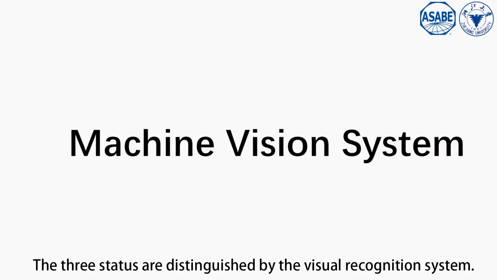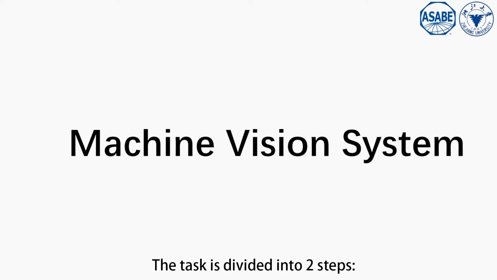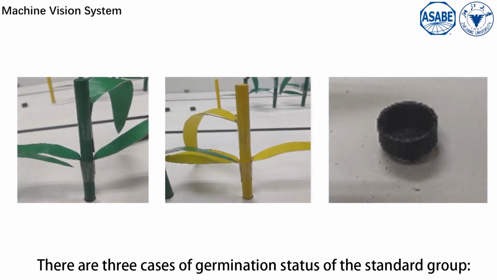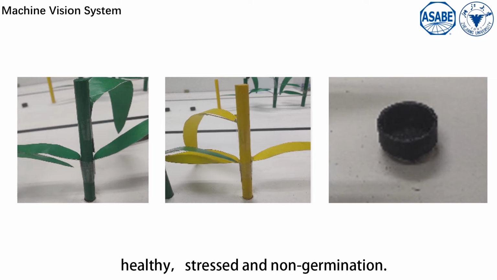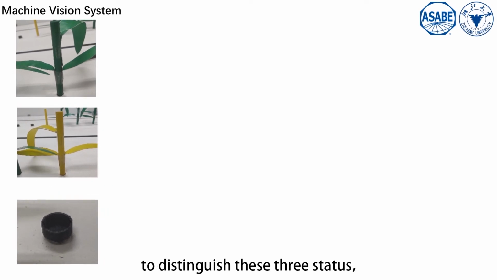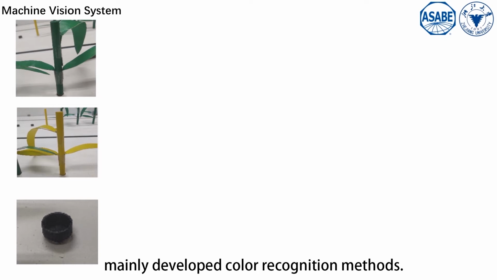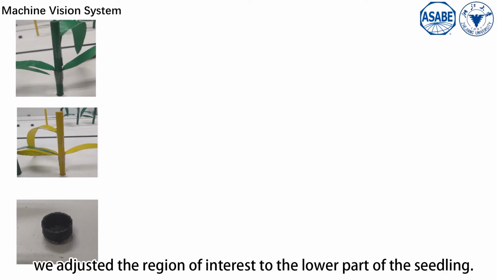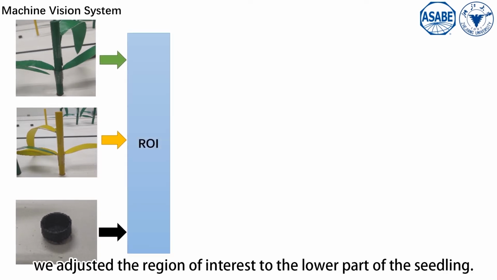The three stages are distinguished by the visual recognition system. The task is divided into 2 steps. The first is to identify the status of the plant. There are 3 cases of germination status of the standard group: healthy, stressed, and non-germination. We noticed that color is the best feature to distinguish these 3 statuses, so our machine vision system mainly developed color recognition methods. In order to solve the problem of random placement, we adjusted the region of interest to the lower part of the seedling.